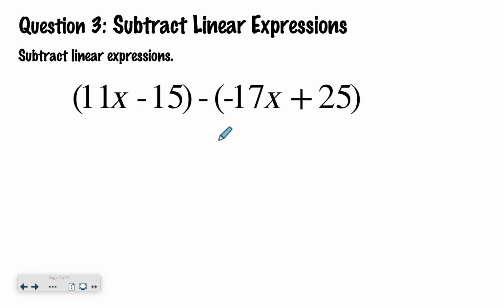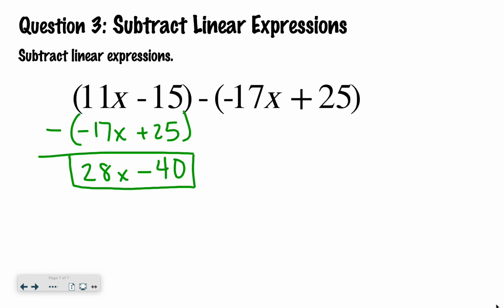All right, and one last problem for you to do before we end the video. Go ahead and subtract these linear expressions. Good luck. Okay, for this problem, hopefully you said 11 minus a negative 17. So minus a negative becomes plus. So 11 plus 17 is 28. And then negative 15 minus 25 becomes negative 40.